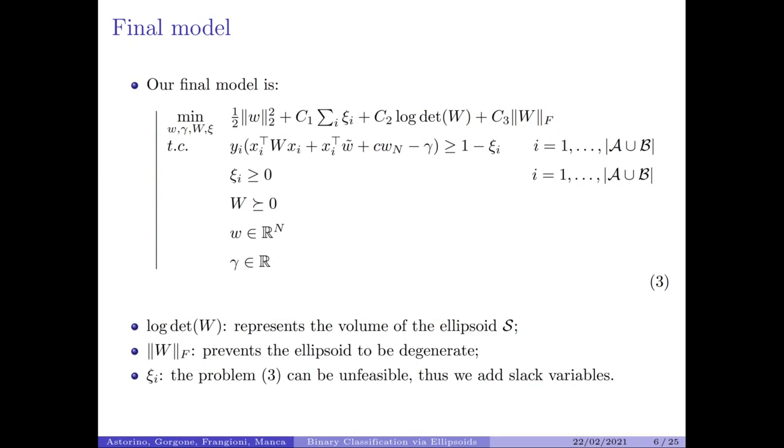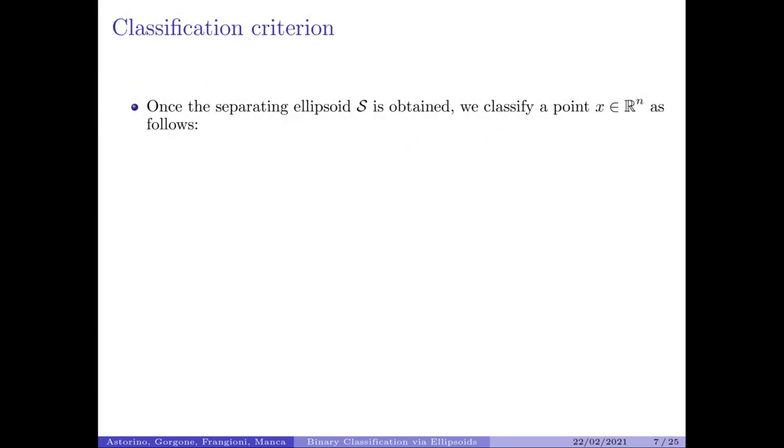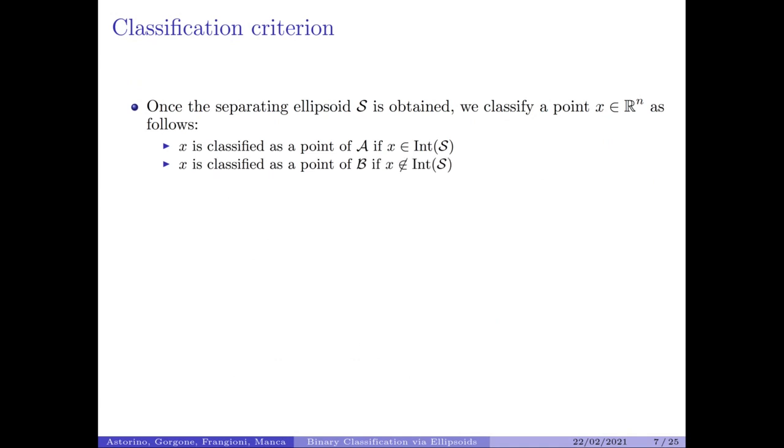So once we solve this problem, which is possible to solve because it's just an SDP problem, we can define our classification criterion, which in this case is just the trivial one. So once we have the ellipsoid S, we say that the point x of Rn is classified as a point of A if it's inside the interior of the ellipsoid, and it is classified as a point of B if it's left outside of the ellipsoid S.